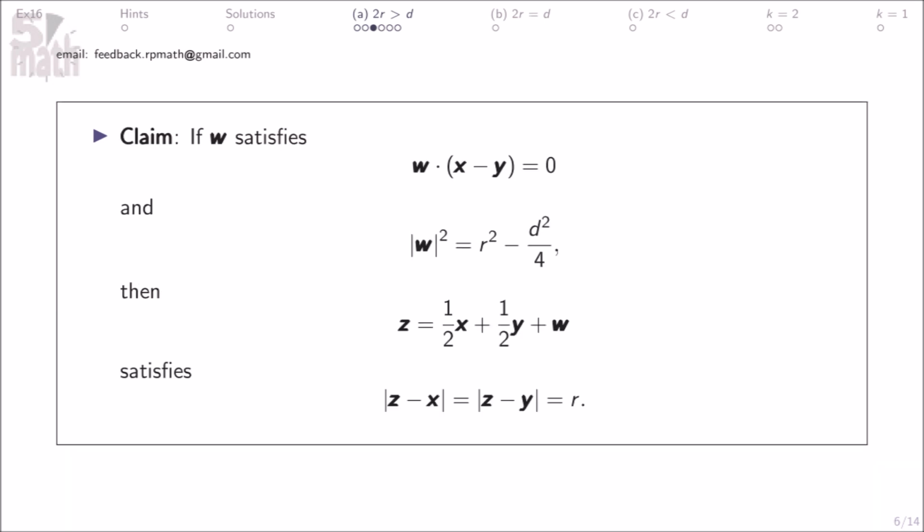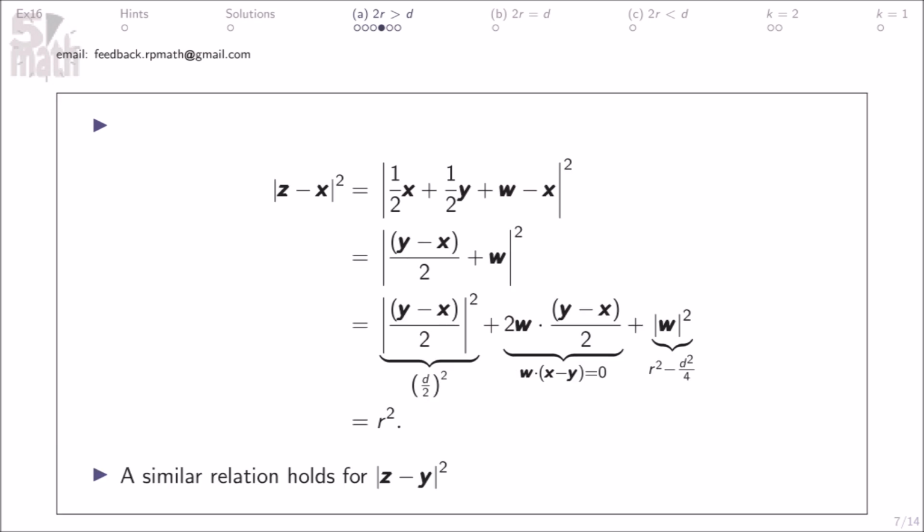Claim: if w satisfies w · (x − y) = 0 and |w|² = R² − d²/4, then z = x/2 + y/2 + w satisfies |z − x| = |z − y| = R. Indeed, |z − x|² ultimately equals R². A similar relation holds for |z − y|².